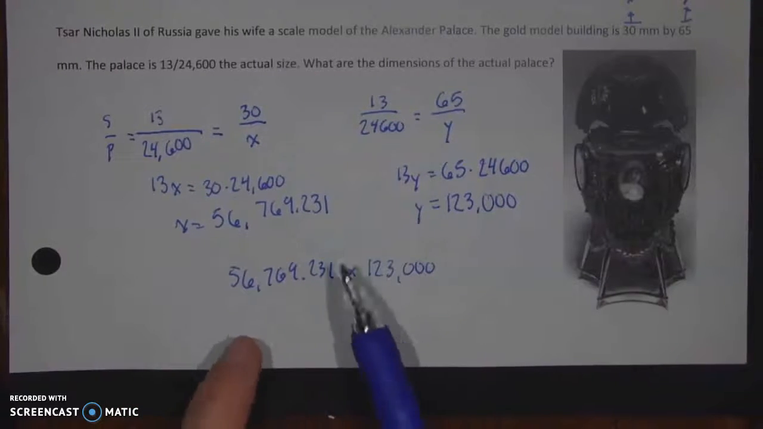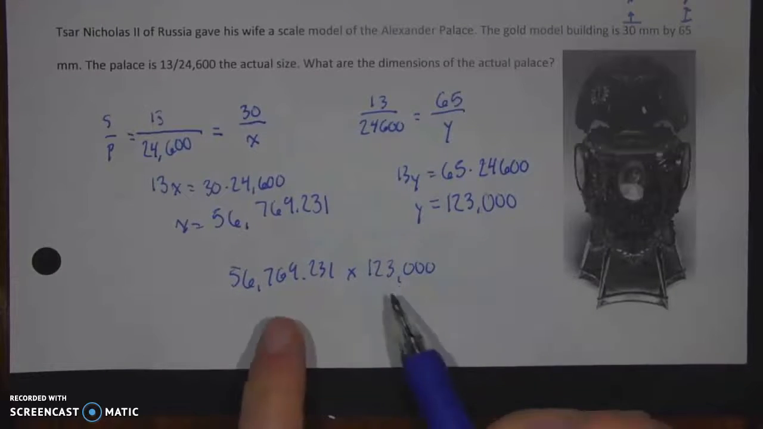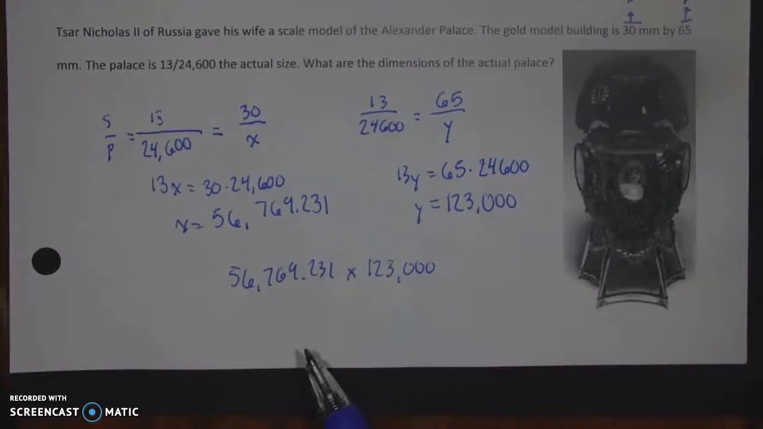Now, do keep in mind that in the proportions here, we are talking about millimeters. So if you wanted this in meters, you could just divide both sides by 1,000 to get a better idea as to what that might look like. And we're going to stop at this point.